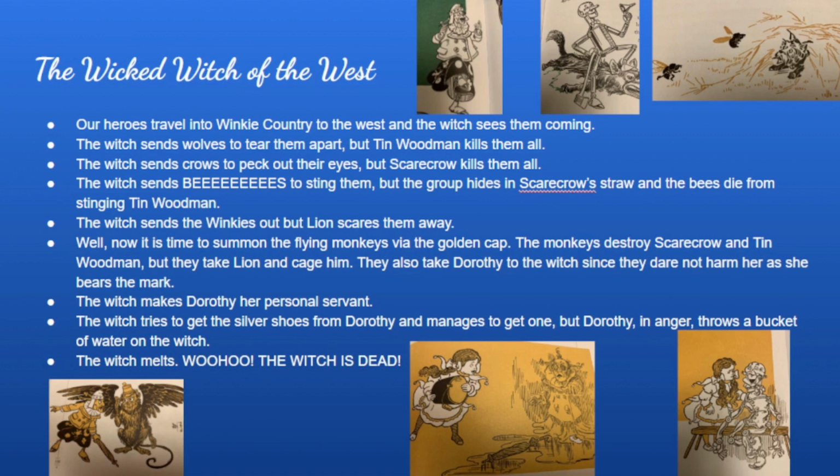The witch sees them coming and sends wolves after them to tear them to shreds, but Tin Woodman kills them all with his axe. The witch then sends crows to peck their eyes out, but Scarecrow kills them all by snapping their necks.